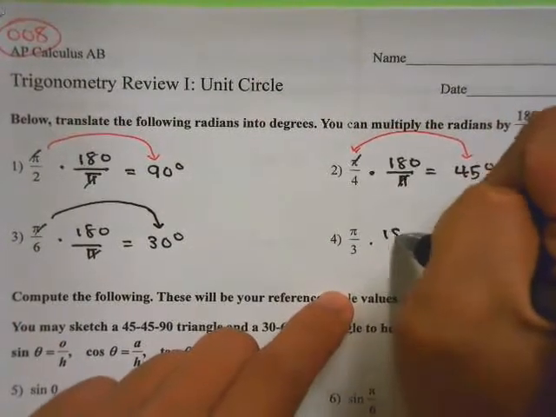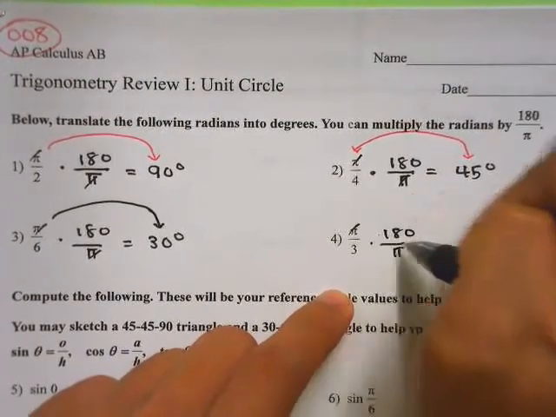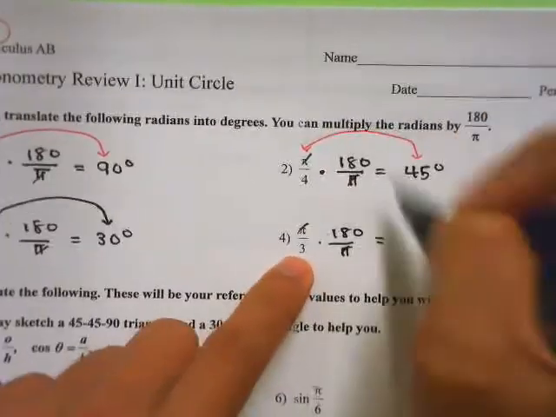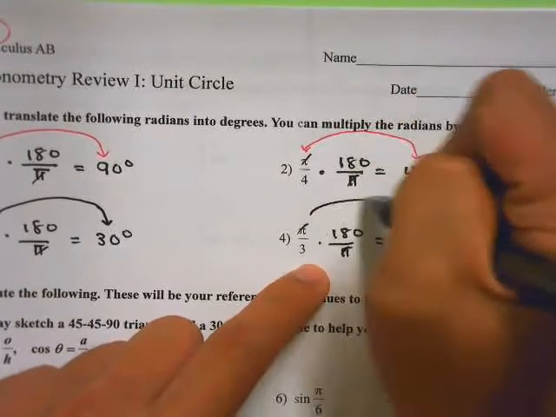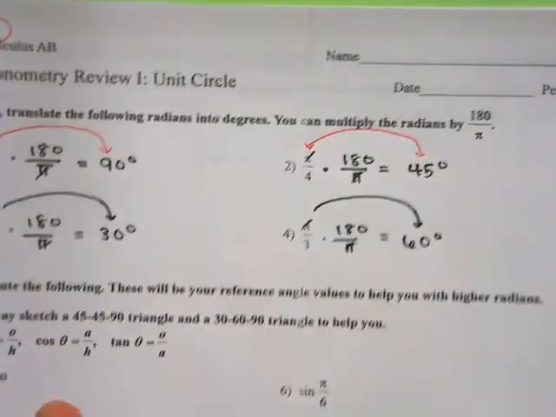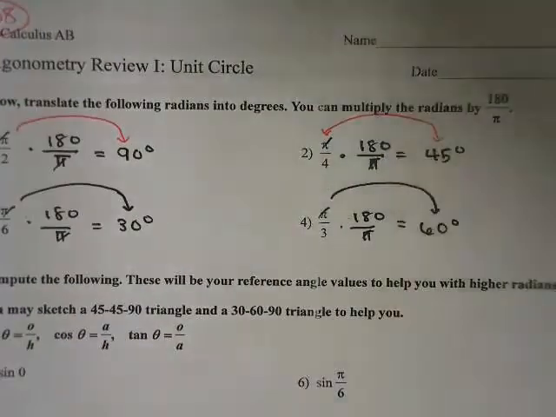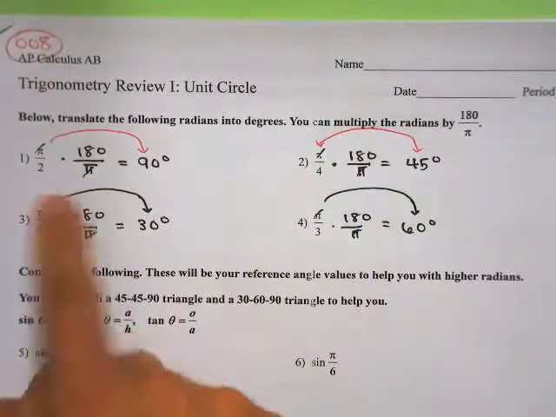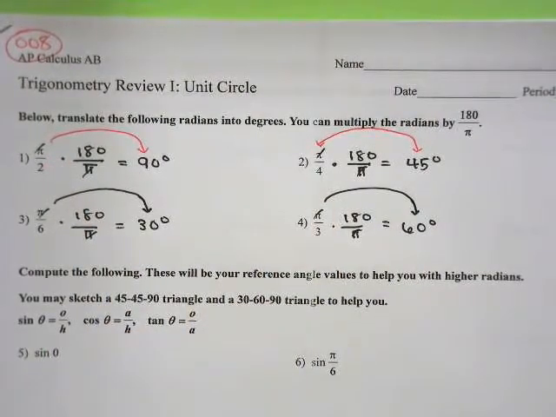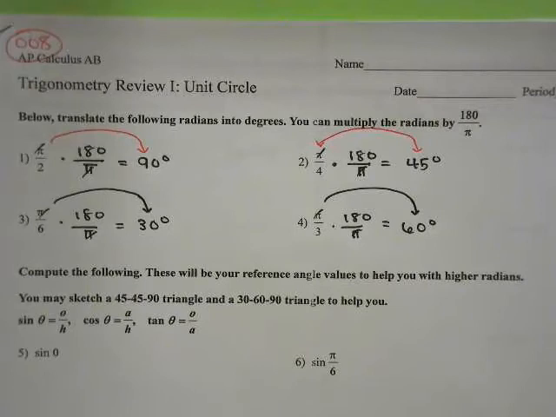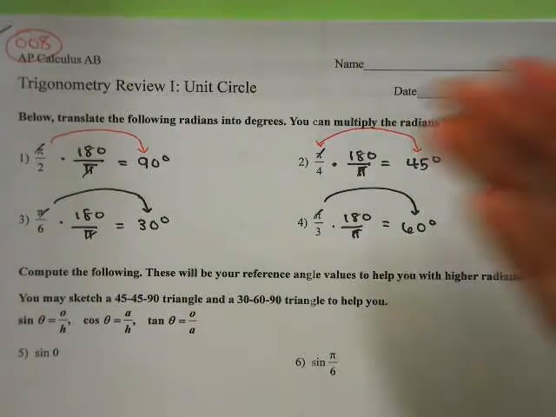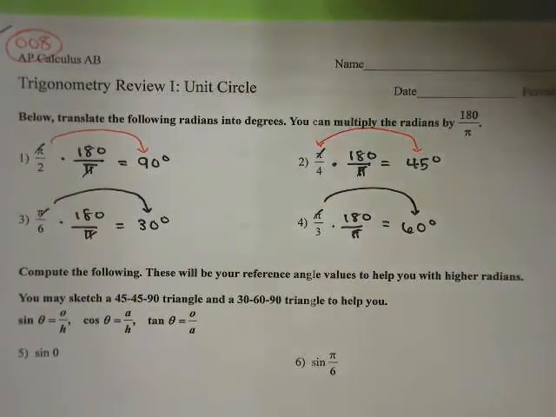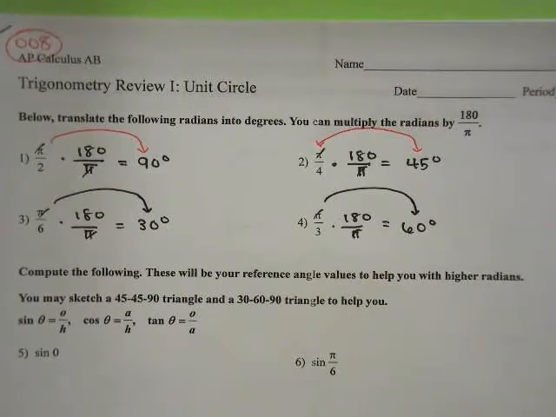Last but not least, 180 divided by 3, then this is 60 degrees. So pi over 3, 60 degrees, they're equivalents. Okay, the importance of this is because we're going to be using pi over 2, pi over 4, pi over 6, and pi over 3 as what's called our reference angles, and we're going to refer back to them when we do some of our evaluating these functions.